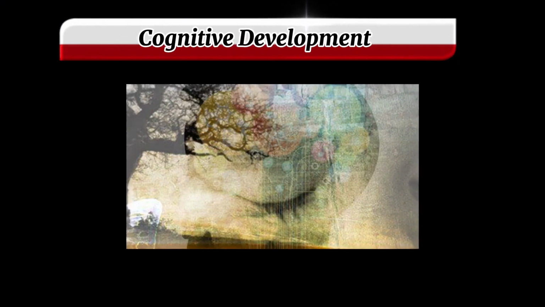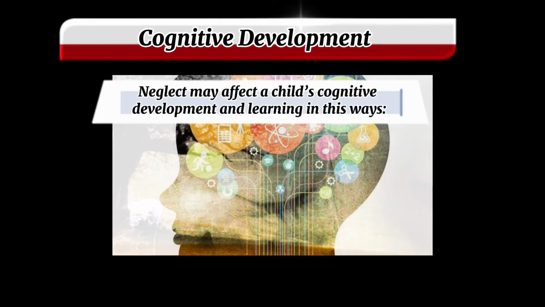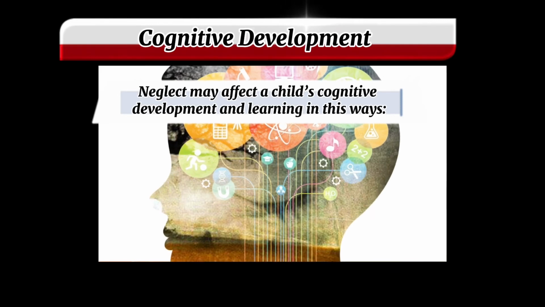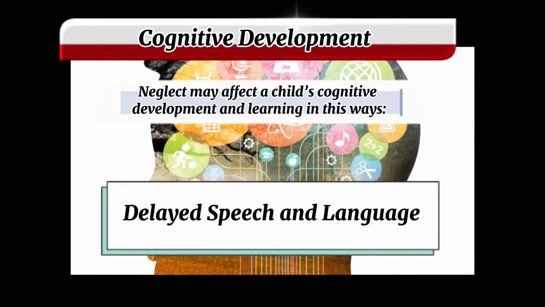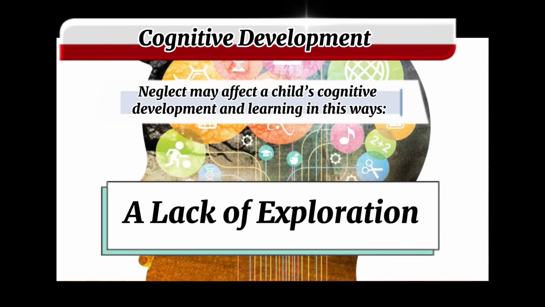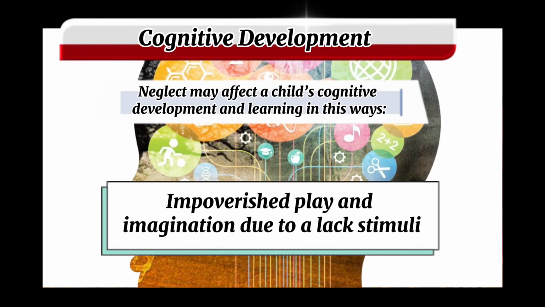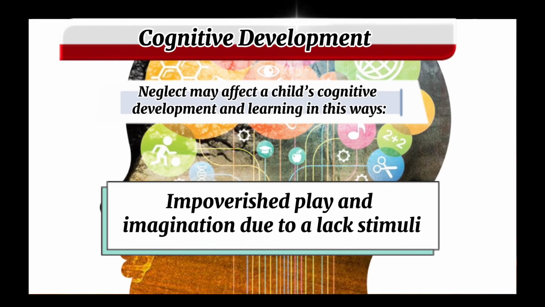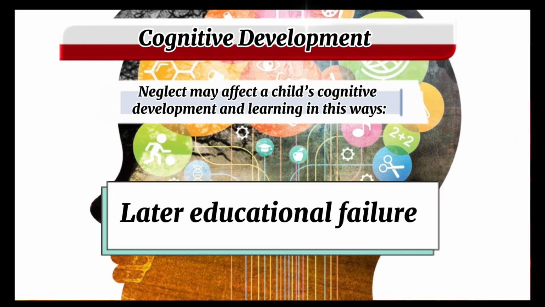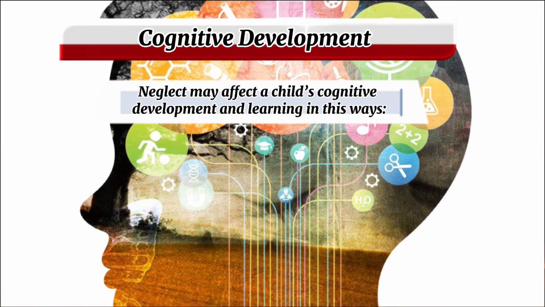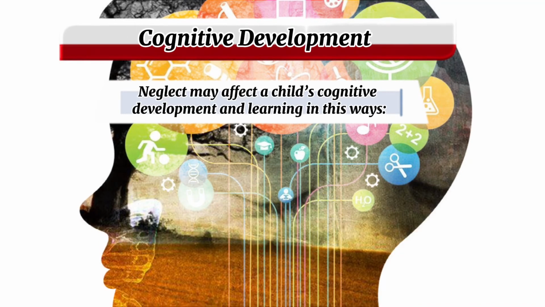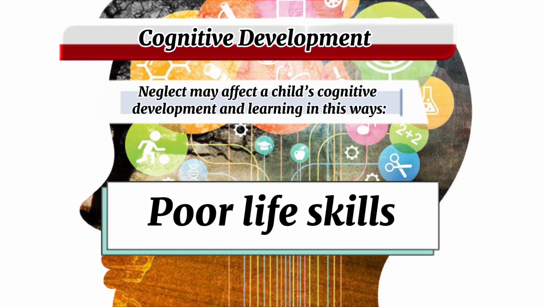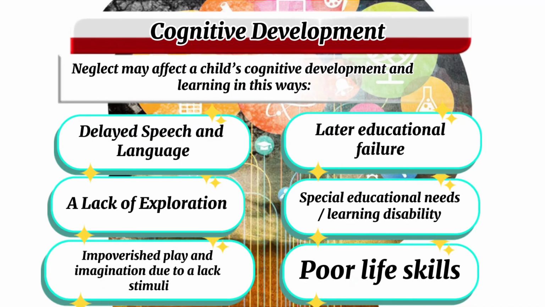Cognitive development. Neglect may affect a child's cognitive development and learning in these ways: delayed speech and language, a lack of exploration, impoverished play and imagination due to a lack of stimuli, later educational failure, special educational needs, learning disability, poor life skills. These are the ways that a child is neglected.